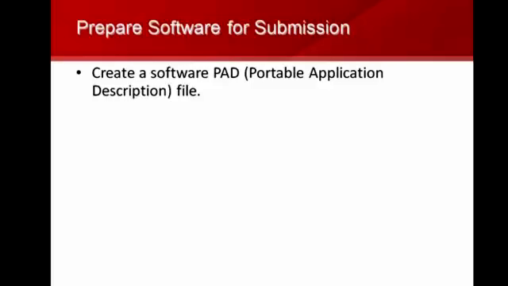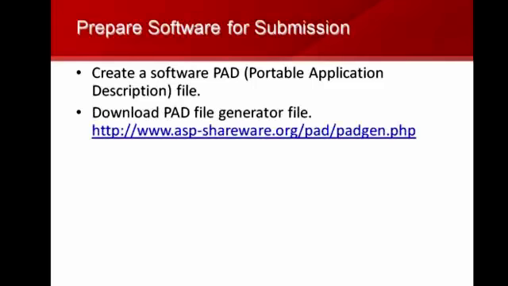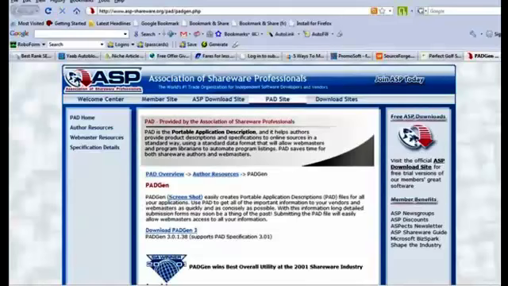The next thing you want to do is create a software pad file, and PAD stands for portable application description. You can download a pad file generator software, I should have said, not file, from ASP, which is the Association of Shareware Professionals. The link that I provided will be available for you to click on. But you can just go to the Association of Shareware Professionals if you get lost, browse for pad site, and go through the process. Then all you're going to choose is download PadGen 3.